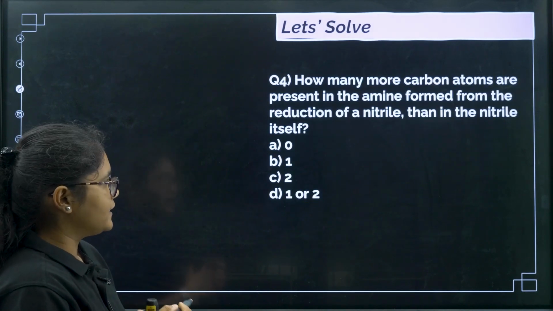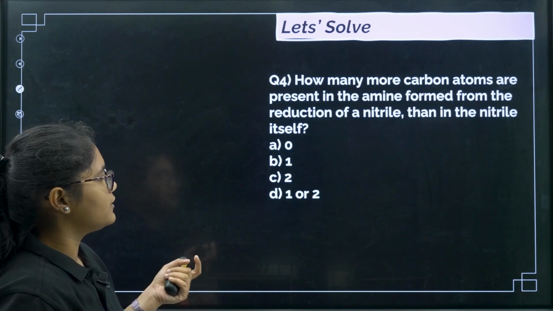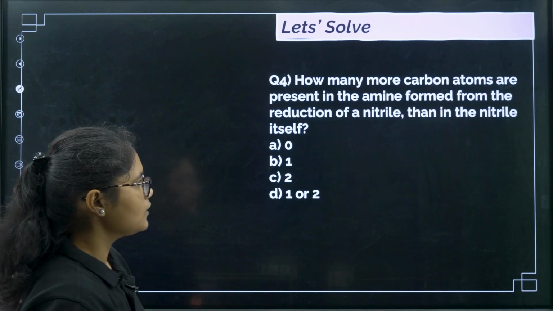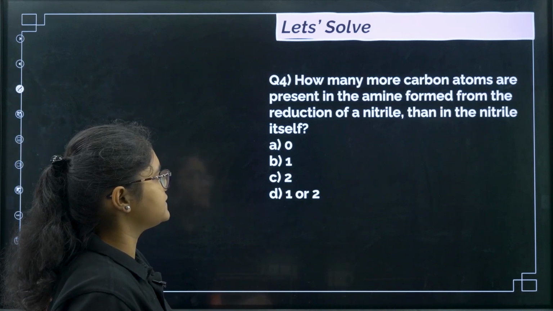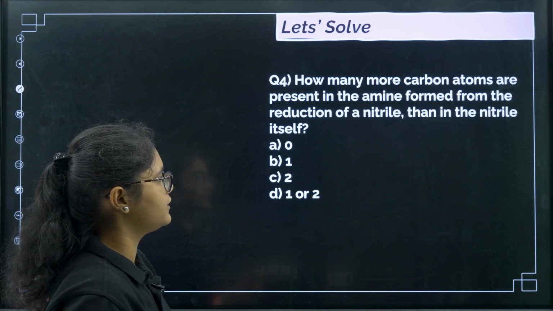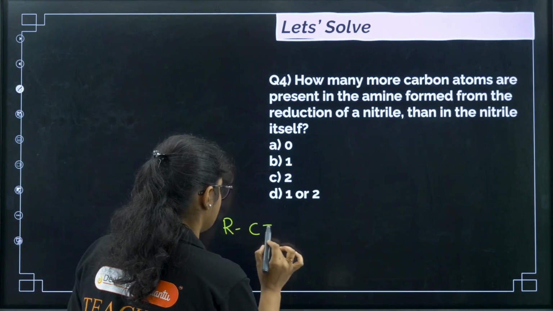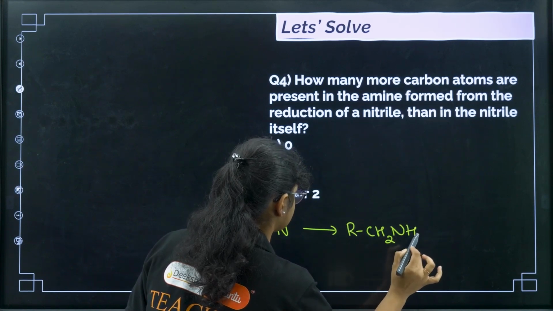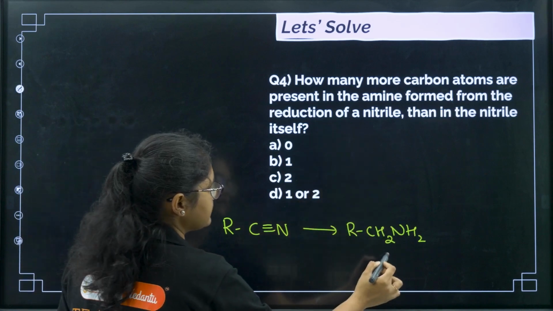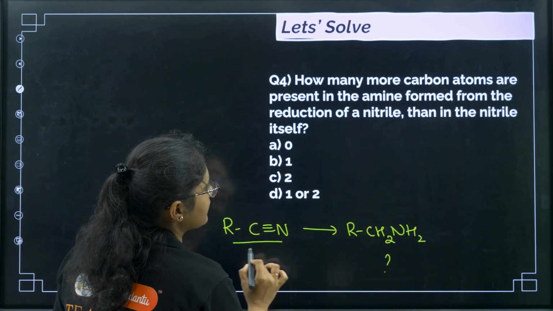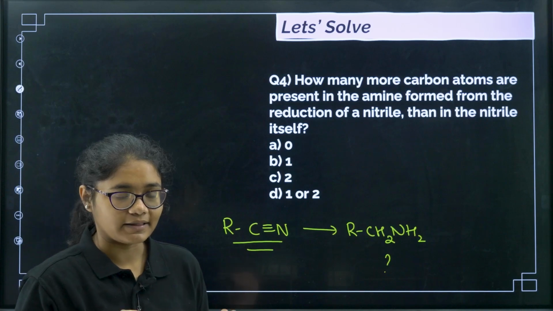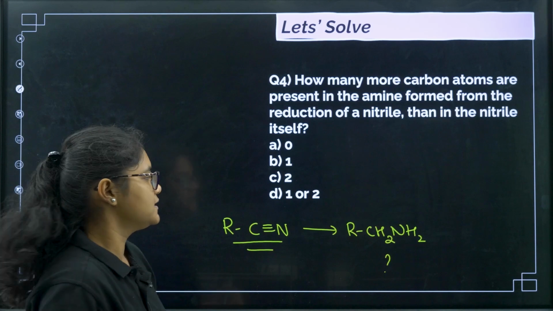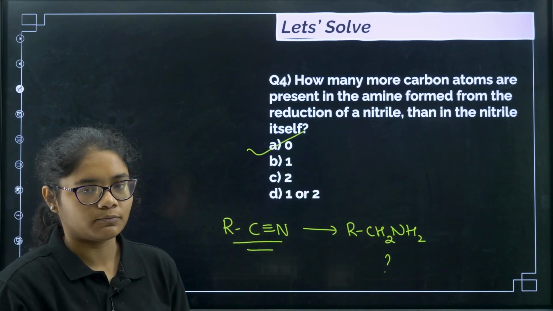How many more carbon atoms are present in the amine formed from the reduction of a nitrile than in the nitrile itself? If you are reducing a nitrile and getting an amine from that, it is asking how many more carbons are present in the amine than the nitrile itself. If you remember, the number of carbons present in the nitrile is equal to the number of carbons present in the amine, so it has to be 0. The number of carbons is not more, it is equal.